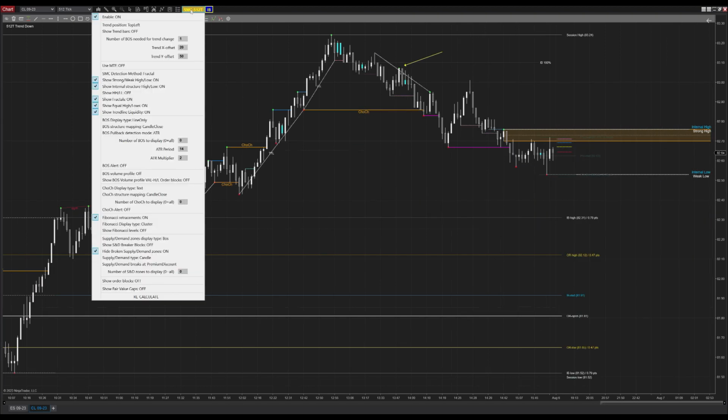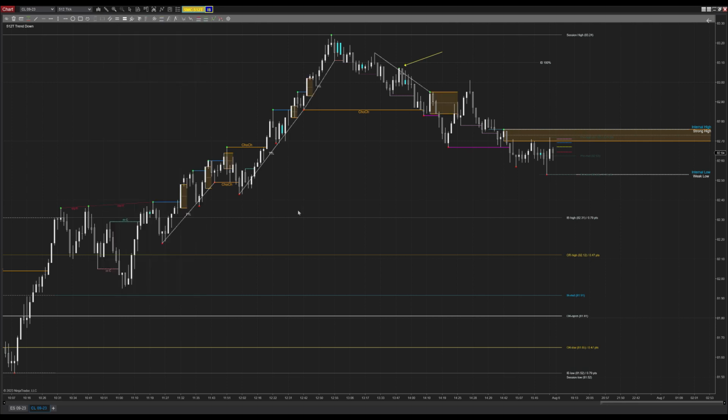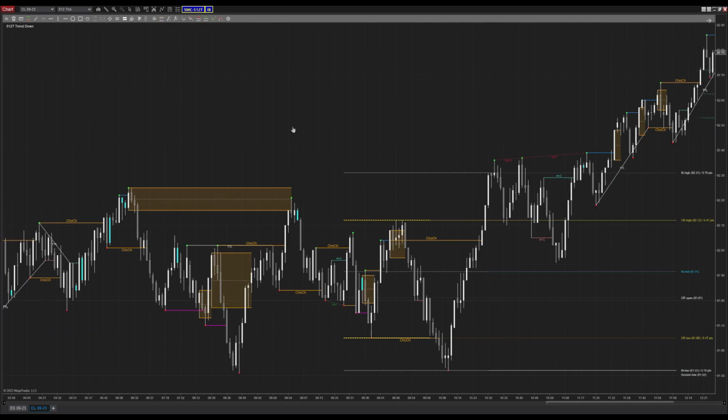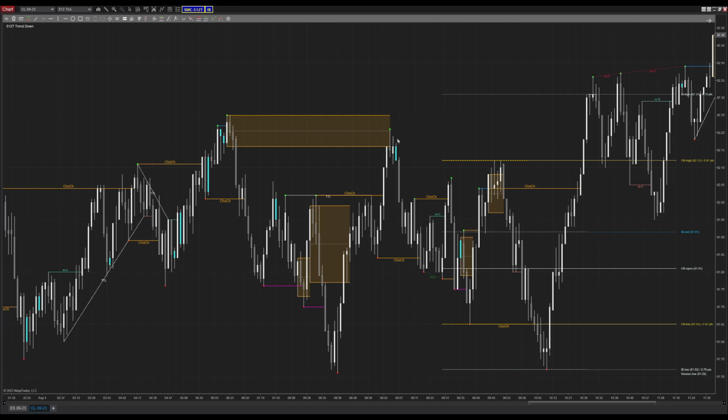Now, let me go back into the menu here. Noting that I'm in supply and demand zones, I want to hide the broken zones, and I have that activated. If I turn that off, now I'm going to see all of the supply and demand zones that have been tapped into. This is a good example to draw your attention to.